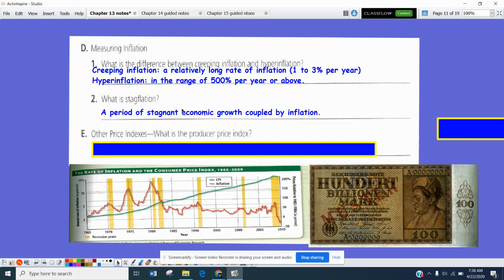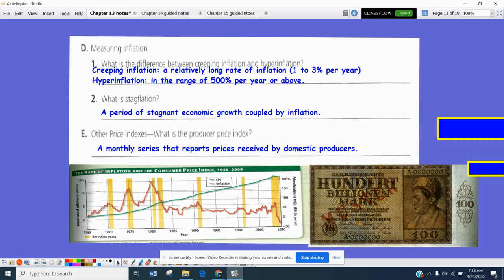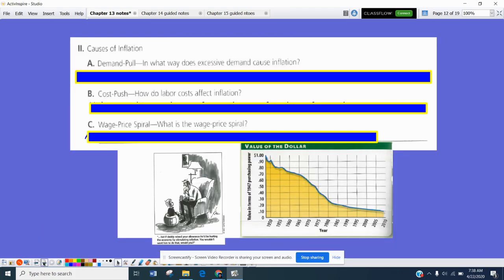All right. Other price indexes. What is a producer price index? This is a monthly series that reports prices received by domestic producers. So if we're looking at people who are producing products entirely in the United States, you could talk about Nucor or something like that. We're basically looking at their numbers as far as people buying their product within the course of a month or so. And not only that, but we're looking at other producers as well, and we're taking those numbers and averaging them together to determine what the health is as far as prices are concerned.